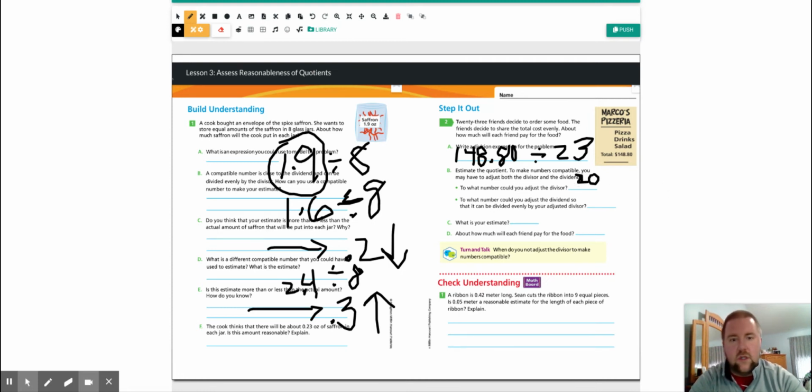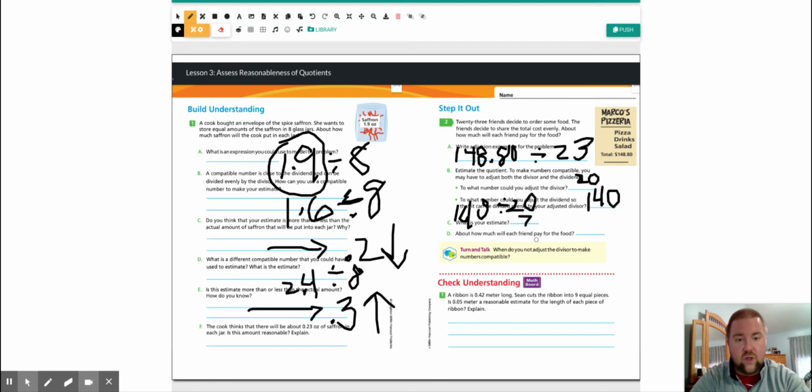We want to change that to something that could be divided by 20. So there's a couple things you could do here. You could count by 20s: 20, 40, 60, 80, 100, 120, 140. Oh, look at that. I could change this number to 140. So if I change this to 140, now my new problem is 140 divided by 20, which I just said was 7. So my estimate would be 7.